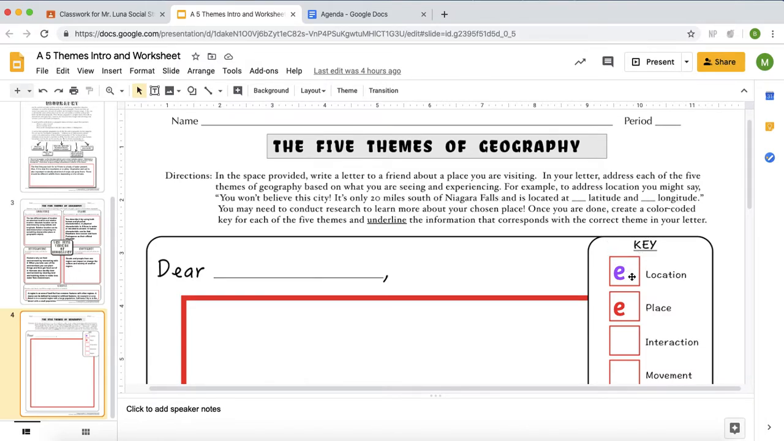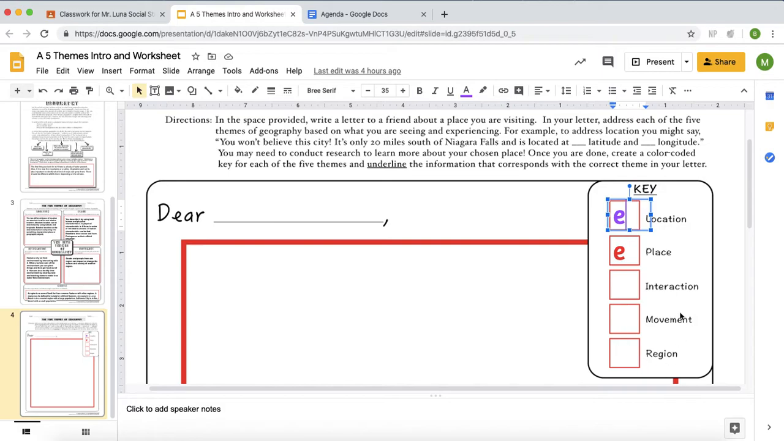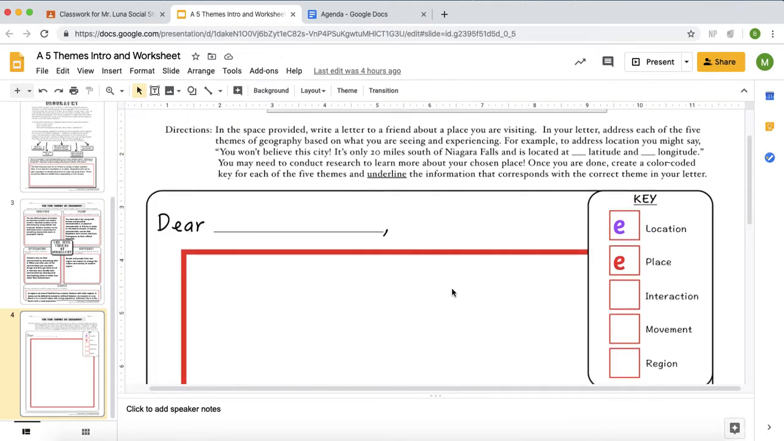So when you're going to talk about location, this sentence should be in a color that you choose right here. I want you to highlight it. Highlight the answer. That's what you need to make sure you're doing, and you have to talk about all five themes. If not, you're going to lose points. If you don't include all of them, you're going to lose points. So you have to write a letter as to what it is.